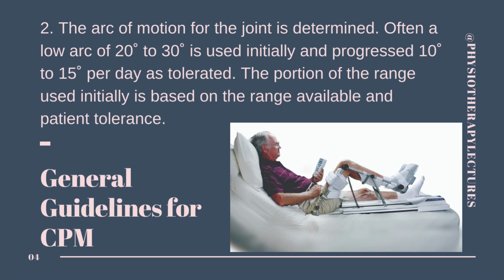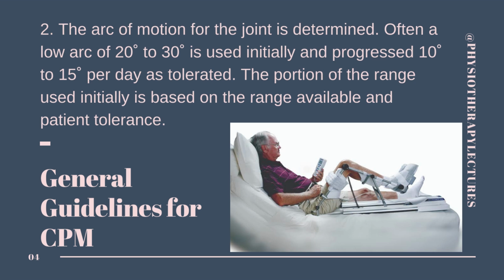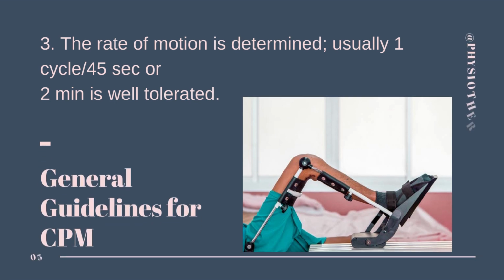after providing the machine to the extremity of the patient that needs that passive motion, the arc of the motion of the joint is determined. Often in the initial stages, 20 to 30% is initially used and then progressed 10 to 15 degrees per day as tolerated. So a portion of the range used initially is based on the range available and how much the patient can tolerate. This is the second general guideline for CPM.